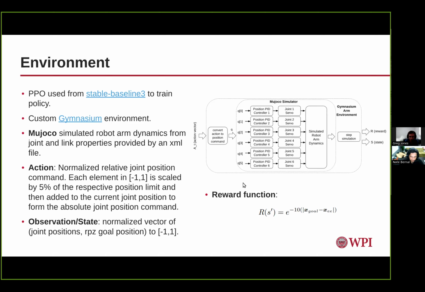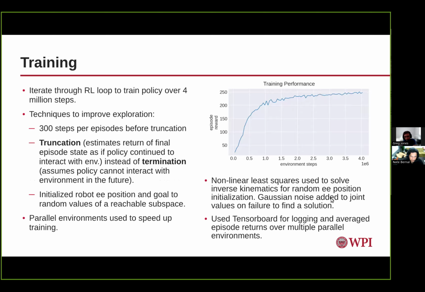In particular, the state was defined as the elements of the joint position vector, as well as the goal position in cylindrical coordinates, and that was normalized by dividing by a maximum value. The reward function was defined as an exponential using the distance between the goal and the end effector, which was maximum when this difference was zero, so that encouraged the policy to move the end effector towards the goal.